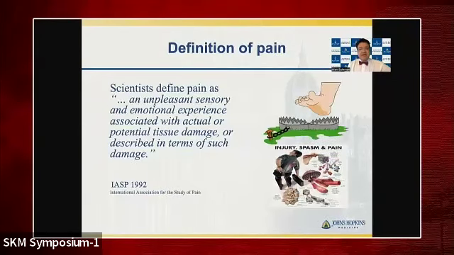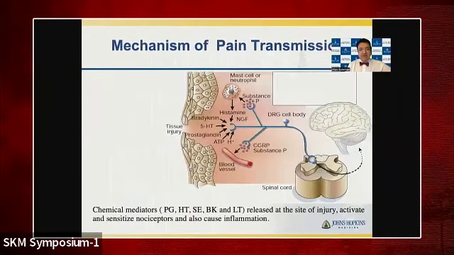So we are aware of this definition: it's the unpleasant sensory and emotional experience associated with actual or potential tissue damage or described in terms of such damage. So let's quickly talk about the pain mechanism. Anytime any kid or adult has an injury, some chemical mediators are released at the site of the injury and cause inflammation. And because of this inflammation or chemical mediator, the nerve endings and pain receptors get sensitized.